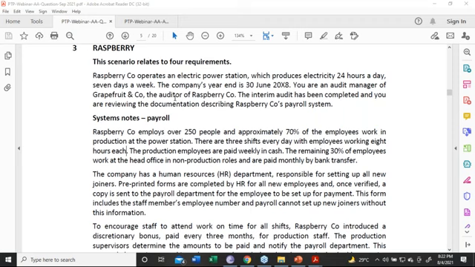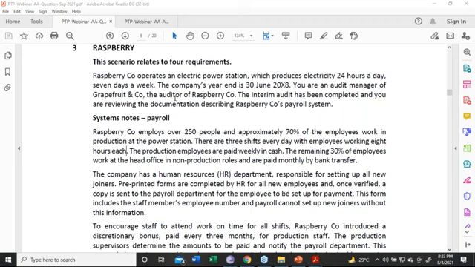The company employs over 250 people, and approximately 70% of the employees work in production at the power station. Okay, fine. Remember, you have to identify the key controls as well, and you have to identify the poor controls as well. There are 3 shifts every day, with employees working 8 hours each. Okay, no strength, no weakness, go on. The production employees are paid weekly in cash, no problem with that. The remaining 30% of employees work at the head office in non-production roles and are paid monthly by bank transfer. Still no good control, no poor control. Let's go on.